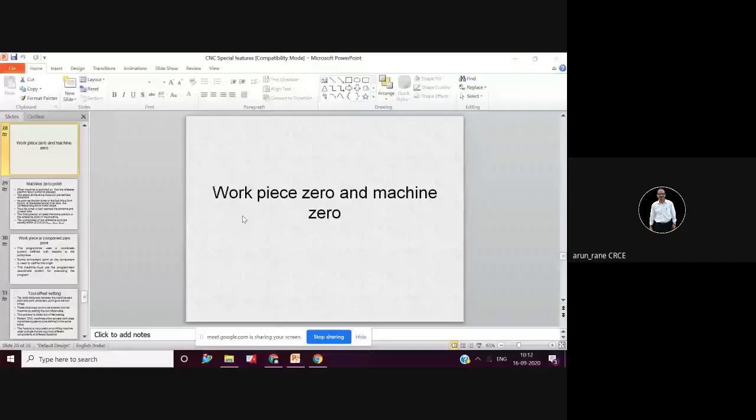This touch probe is used on CMM also. CMM, that is coordinate measuring machines. That is the inspection machine. So touch probe is used extensively in CMM. So what I told, that was your X0 and Y0.